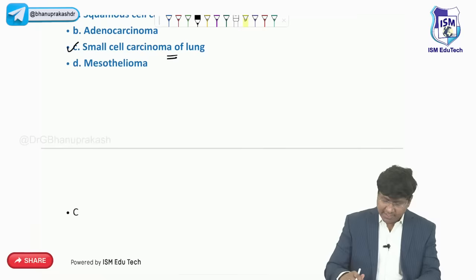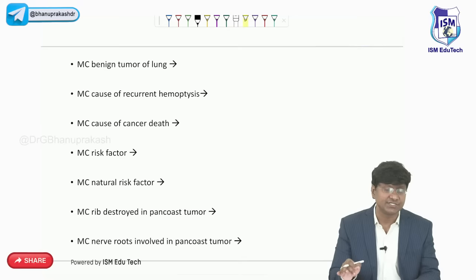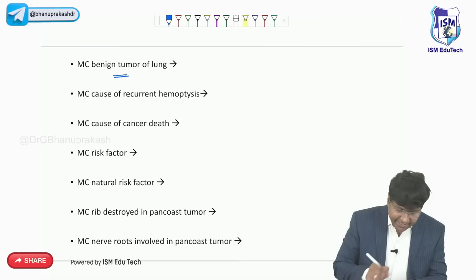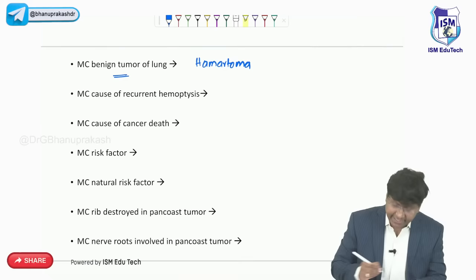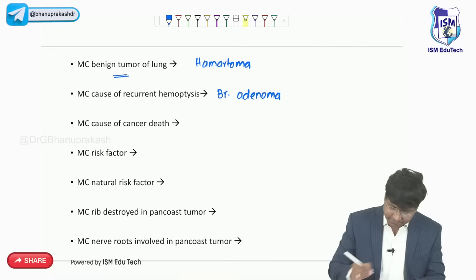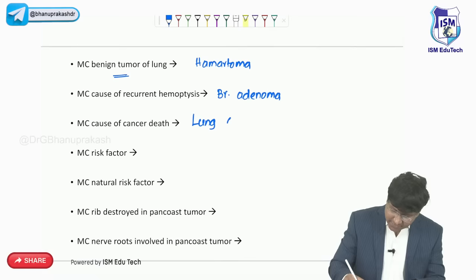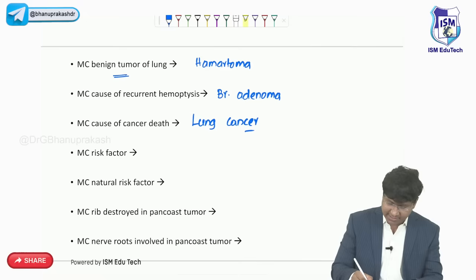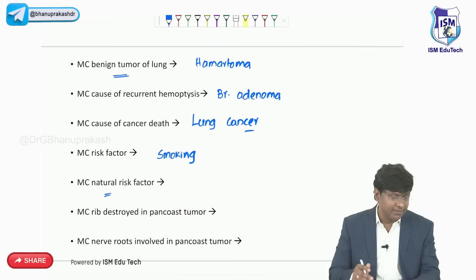Now, let me quickly discuss some important one-liners related to bronchogenic carcinoma. The question that can be asked is, what is the most common benign tumor of the lung? That will be hamartoma. Right. And what is the most common cause of recurrent hemoptysis? That will be bronchial adenoma. And what is the most common cause of cancer death? That will be lung cancer. And what is the most common risk factor for bronchogenic carcinoma? That will be smoking. And what is the most common natural risk factor for the development of bronchogenic carcinoma? That will be exposure to radon gas.